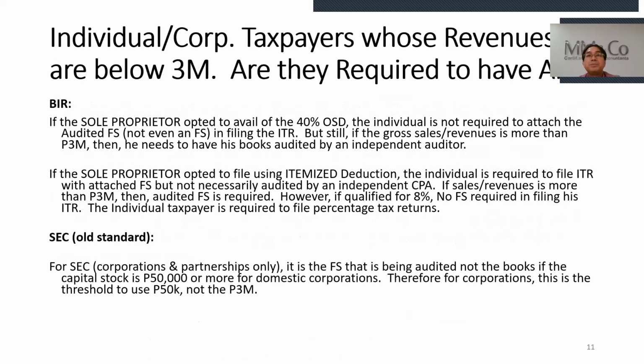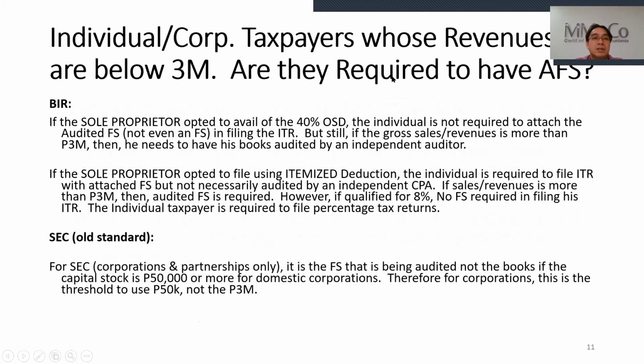Okay? Taxpayers whose revenues are below 3 million, are they required to have an audited financial statement? So, meron ditong old standard. So, pagka practitioner ka, makikita mo, outdated na yung slide ni sir. So, ipapakita lang natin yung old, then pakita natin yung new. So, in terms of the BIR, the sole proprietor opted to avail of the 40% standard deduction. The individual is not required to attach the audited FS, and not only that, even the FS itself. Okay? Kasi BIR ang pinag-uusapan natin eh. Alright? In filing the ITR.